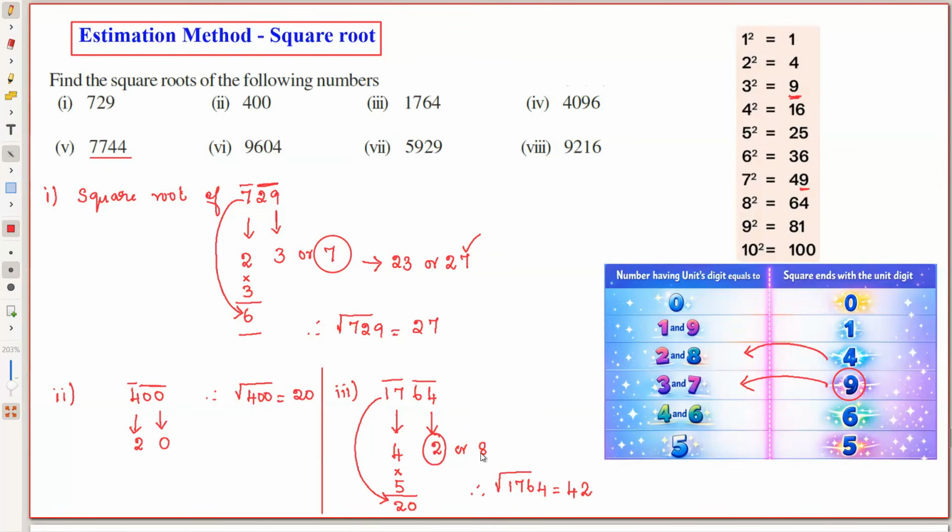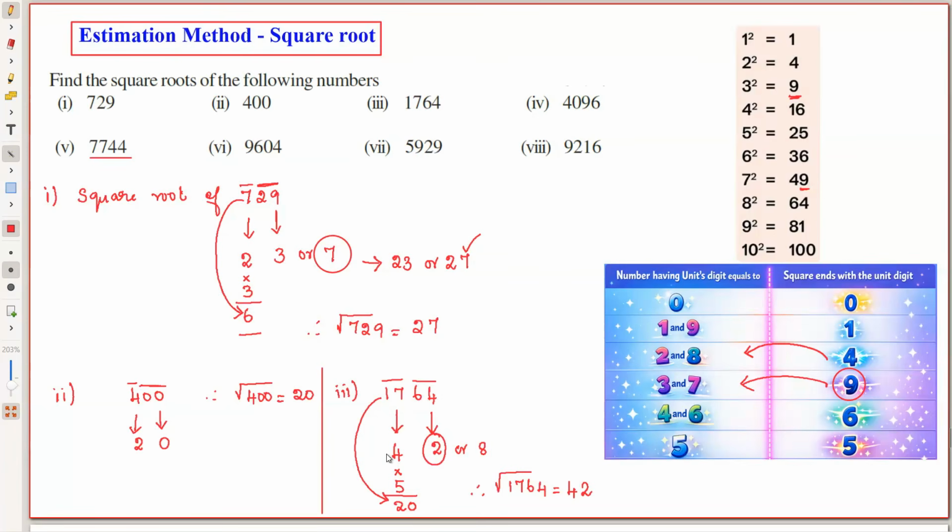Okay, 2 or 8. Just take. Now we have to find out the perfect square number which is less than 17. Less than 17 means we can take 4 square is 16. 5 square is 25. We cannot take 5. So 4.